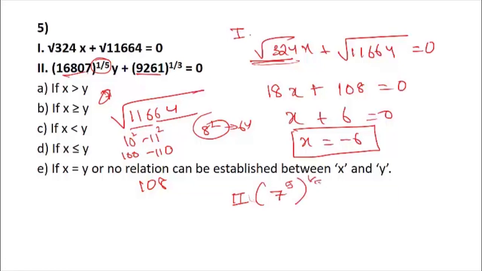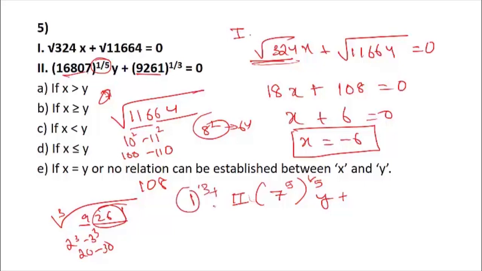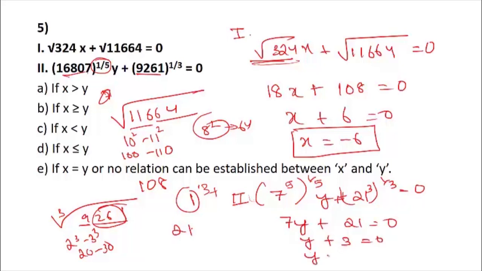If you see, it is 7 to the power 5 y, and this is 9261, we have to find its cube root, I've taught you how to find the cube root. Okay, so this comes between 2 cube and 3 cube, multiplied by 10, 20 and 30, and 1 comes at the end, of which cube is 1. 1 cube is 1. So your answer would be 21. So 21 cube is 9261. So this is 7y plus 21 is equivalent to 0. So y would be 3 is equivalent to 0, that is y is equivalent to minus 3.